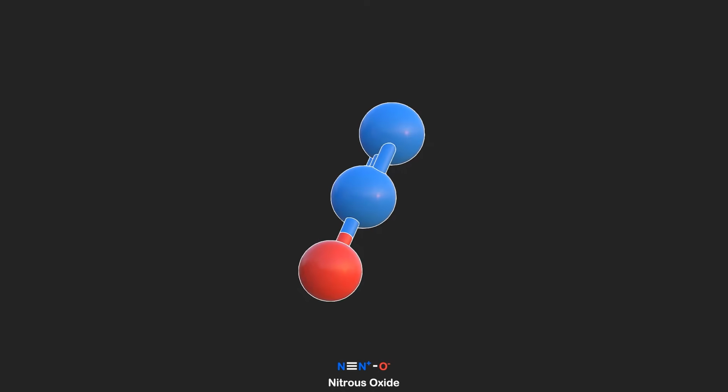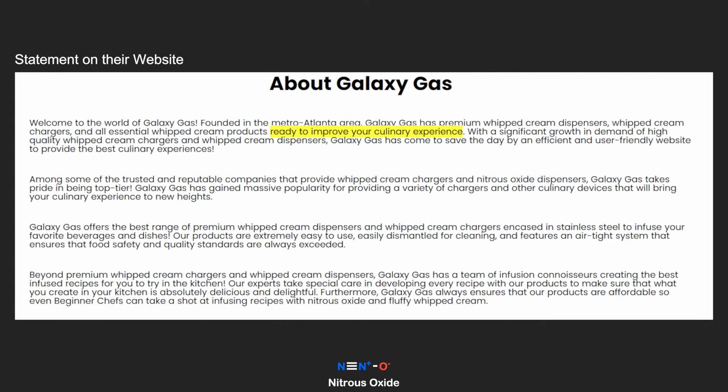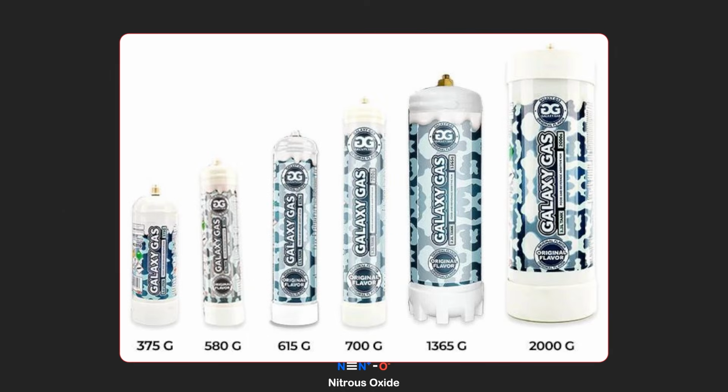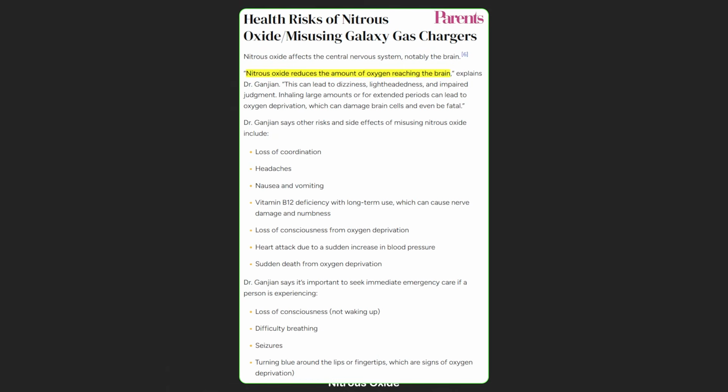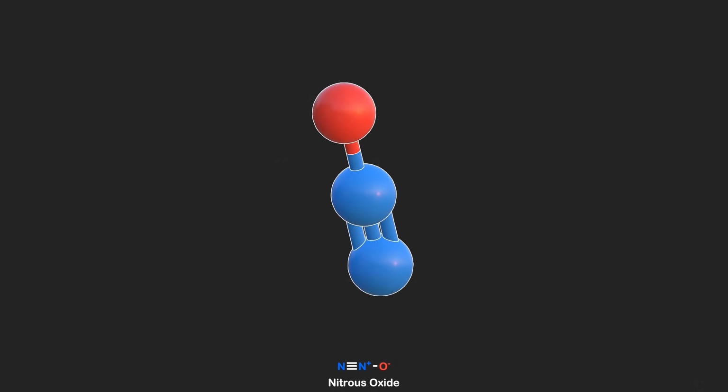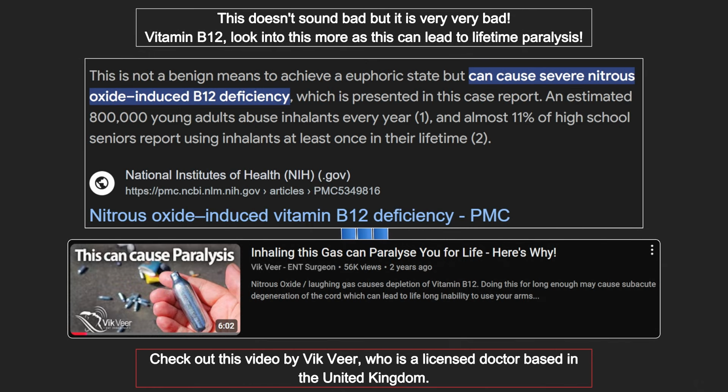Some companies, such as Galaxy Gas, market flavored chargers for culinary use. However, these cans are gigantic, have a lot of doses in them, and they can be easily misused. Nitrous oxide will reduce the amount of oxygen reaching the brain, leading to feeling lightheaded and dizzy. Repeated use of nitrous oxide can lead to oxygen deprivation, which can cause brain damage. And this can also be fatal. Chronic users of whippets will also develop a vitamin B12 deficiency.